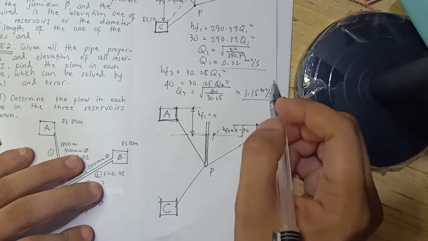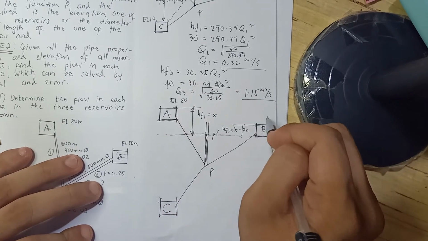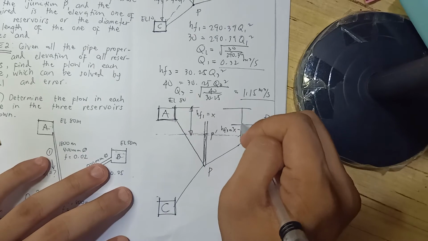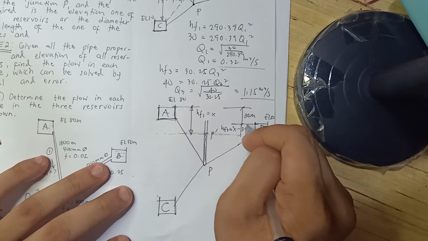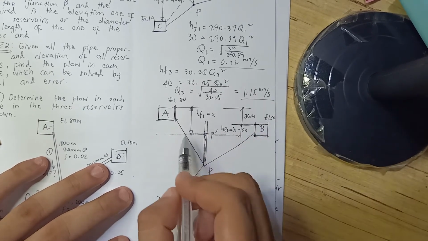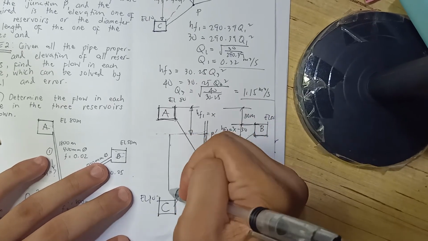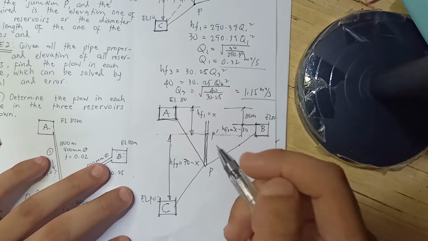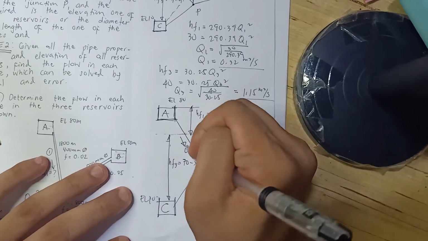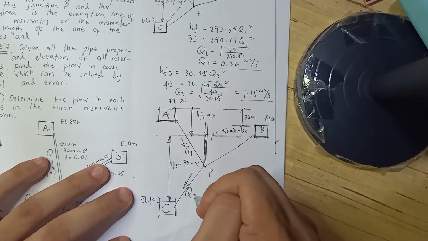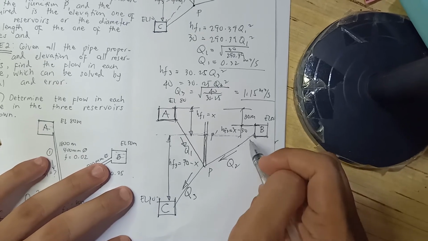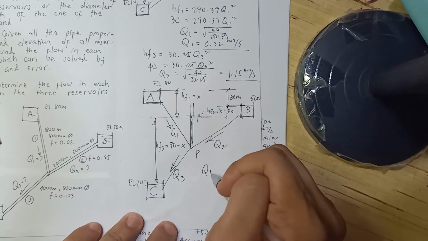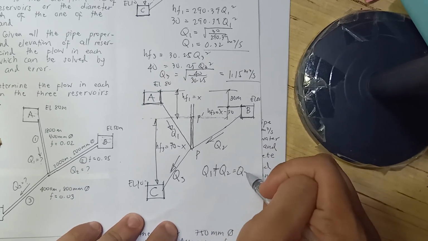Why? Because the elevation is 80, and this one is 50, so the difference is 30. And here the elevation is 10. So HF3 is 70, 80 minus 10, so 70 minus X. Q1 is going down, going to reservoir C. Q3 as well. And based on what we solved, Q2 is going to junction P. So from this illustration, we can tell that Q sub 1 plus Q sub 2 equals Q sub 3. Equation 1.